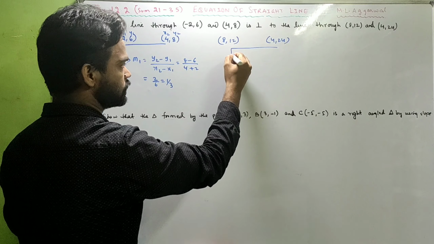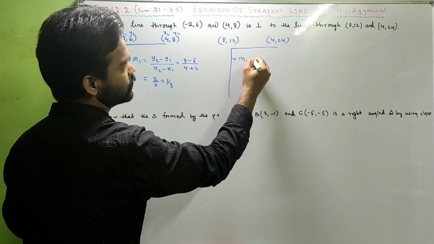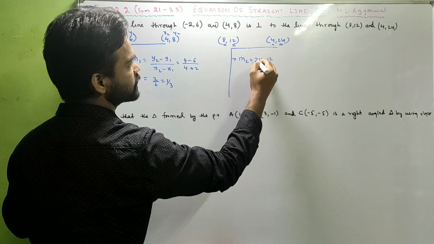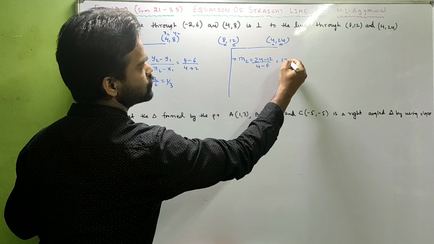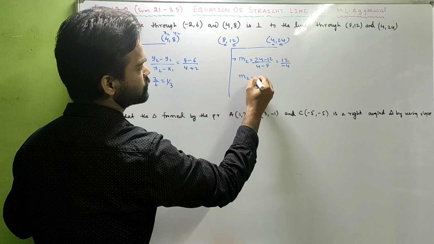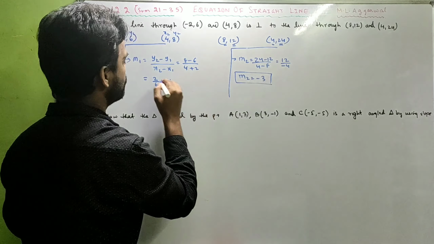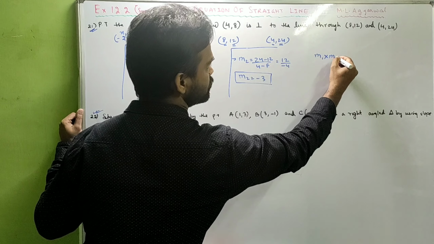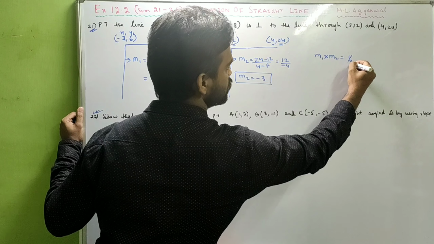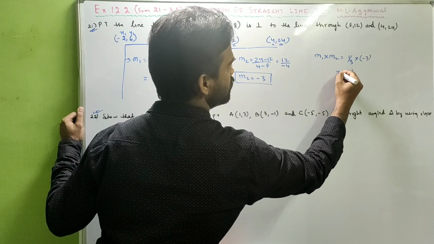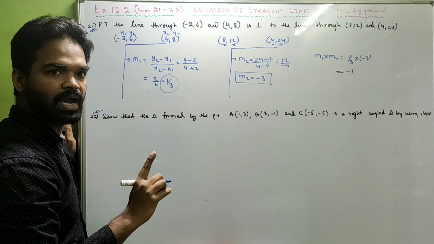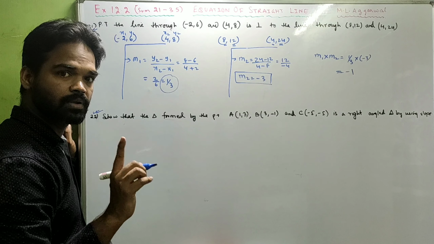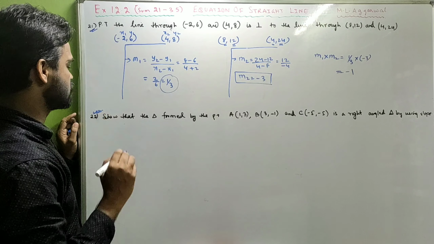Find the slope of this line passing through these 2 points. M2 equals y2 minus y1, that's 24 minus 12, by x2 minus x1, that's 4 minus 8. That's 12 by minus 4. So M2 is minus 3. Now look carefully. The product of the slopes, M1 into M2, is 1 by 3 multiplied by minus 3. That is equal to minus 1, which proves that the two lines are perpendicular to each other because the product of the slopes is equal to minus 1. Am I clear?